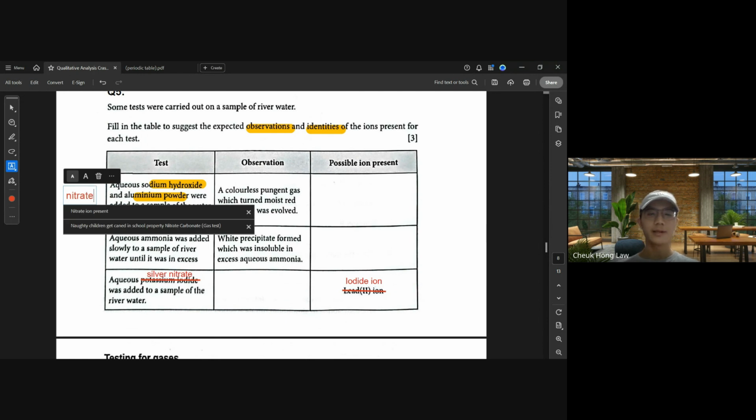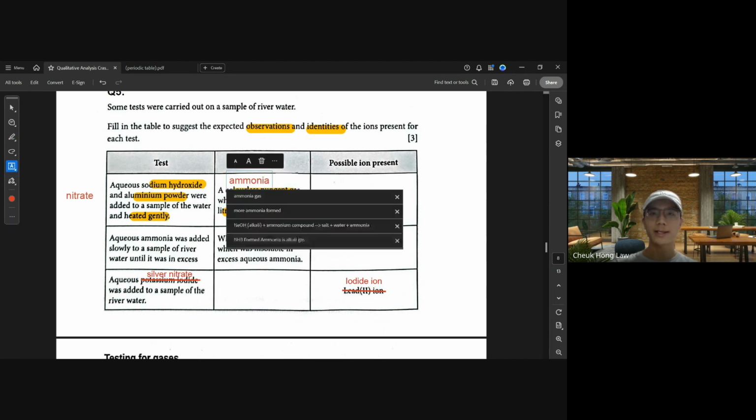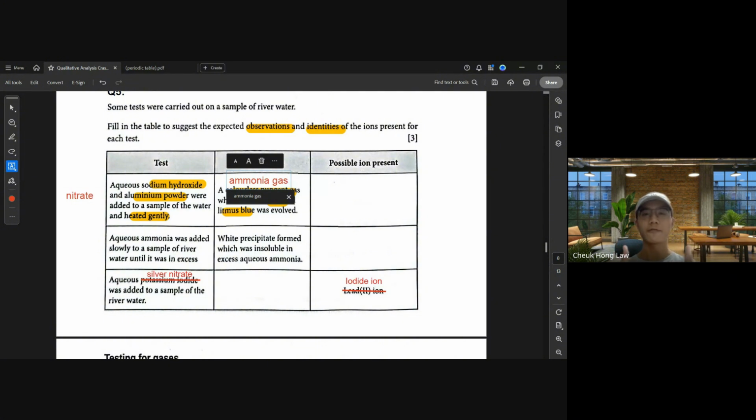The reason why I can deduce very fast is because once you do more and more questions, you can just see the similarities in all the questions. Then you can deduce which cation or anion they are testing. So it's all about repetition. It's not just memorizing. Then observation is colorless pungent gas, which turned moist red litmus paper blue, was evolved. This is your ammonia gas, which is the correct observation if you are testing for nitrate. So the possible ion present is nitrate ion.